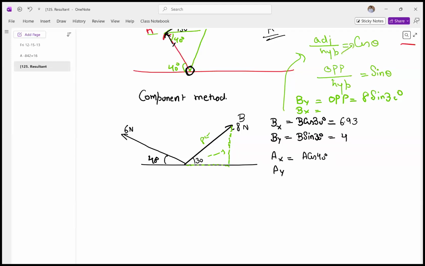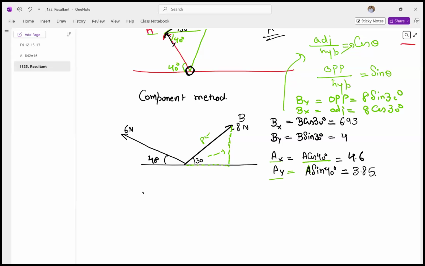And then this goes on the other side. So the adjacent side is equal to 8 times cos of 30 degrees. Same process we're going to apply for Ax and Ay also. So here A cos of 40 degrees, and the other value will be A sine of 40 degrees. So the value will come across as 4.6 and this value will come across as 3.85.